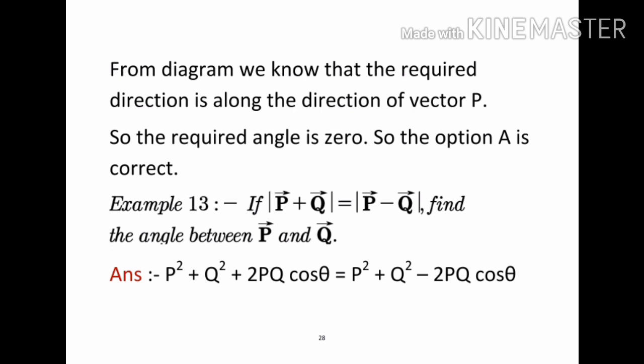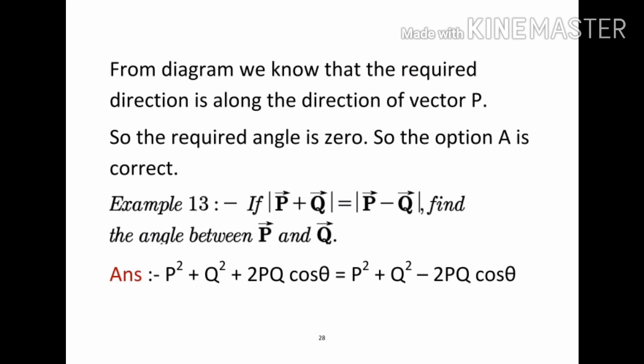Therefore, the angle between the resultant of P bar plus Q bar and P bar minus Q bar with P bar is taken as 0. And next one, so the option is taken as A.